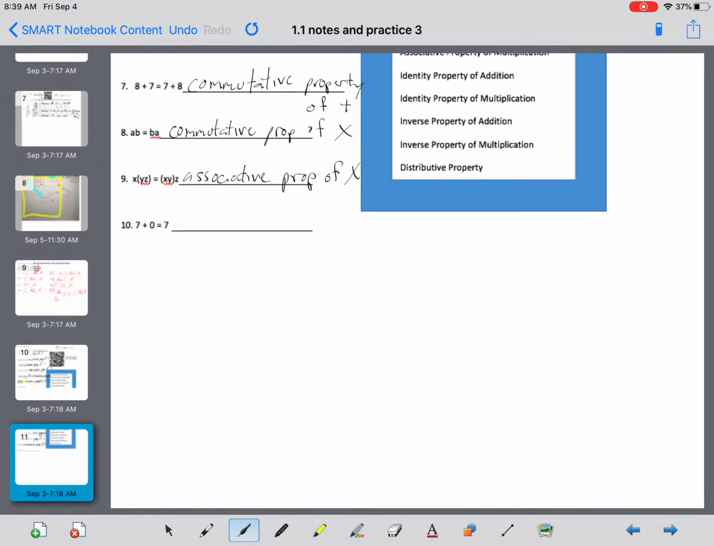Number 10, we're saying 7 plus 0 equals 7. Why can you do that? What's going on here? We're taking 7, we're adding 0 to it. Remember, 0 is a special number when you're adding because it doesn't change anything. So that's the identity. We're just taking some number, adding something to it that keeps it itself. It's the identity property of addition.